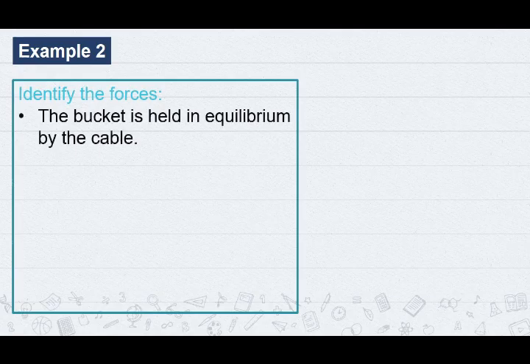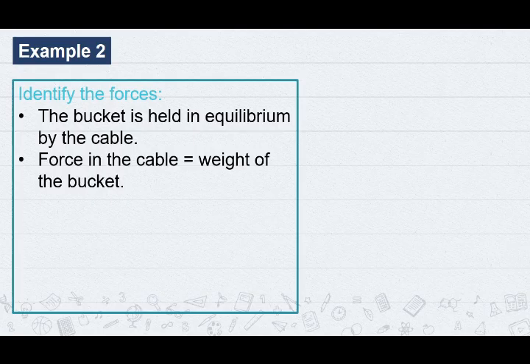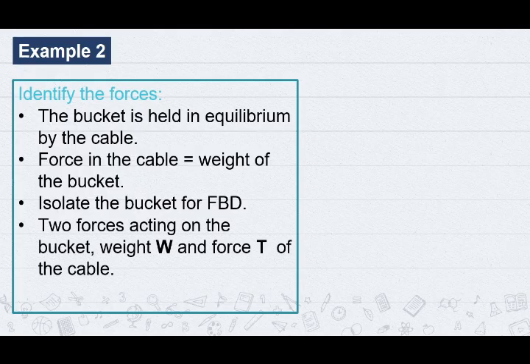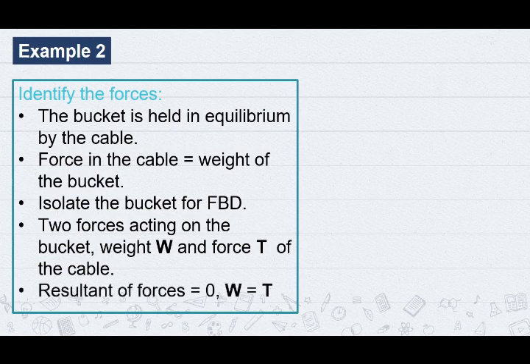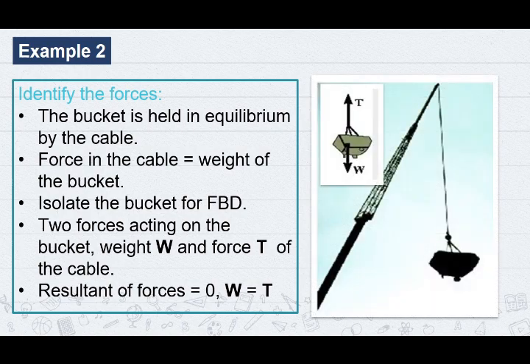Example 2. Identify the forces. Look at the screen. The bucket is held in equilibrium by a cable. Force in the cable equals the weight of the bucket. Isolate the bucket for the FBD. Two forces act on the bucket: weight W and force T of the cable. Resultant of forces equals 0, so W equals T.